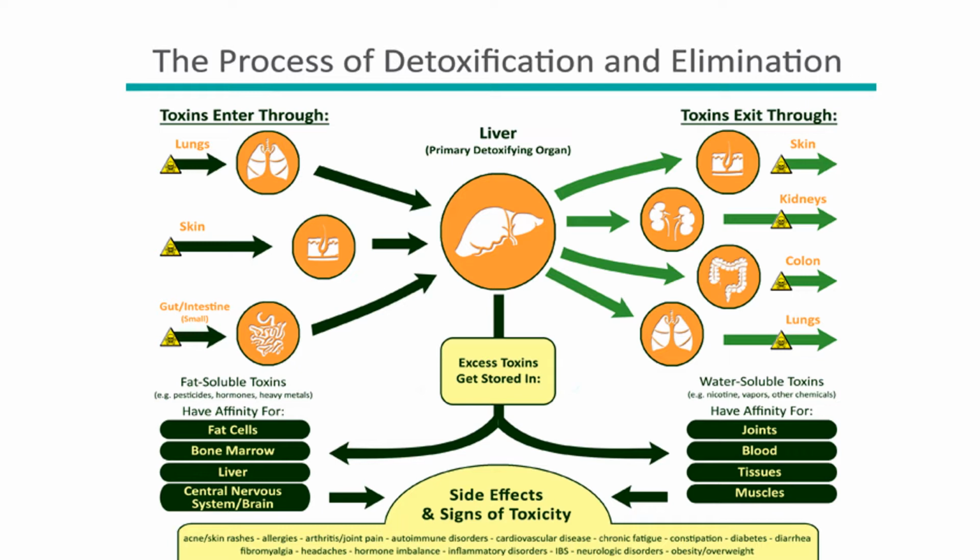The problem comes when you have excess toxins, and if you go back to the center of this graphic, you'll see it says excess toxins get stored in. So on the far left, you'll see at the bottom it says fat-soluble toxins, which include pesticides, hormones from meats you may eat, milk, dairy products that you may eat, and heavy metals. These are fat-soluble, so they tend to be stored in fat cells, bone marrow, the liver itself, and your central nervous system, in particular your brain. These are all very fatty tissues. And that is why some toxins can affect your brain health, your nervous system, your bone marrow.